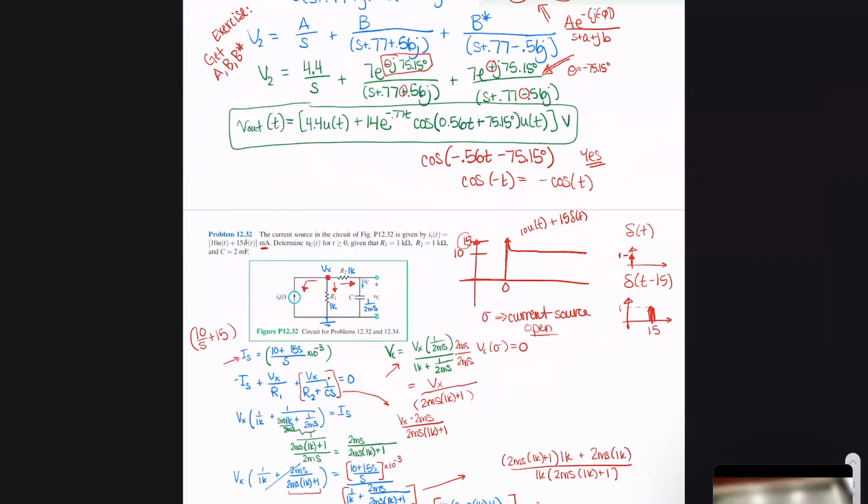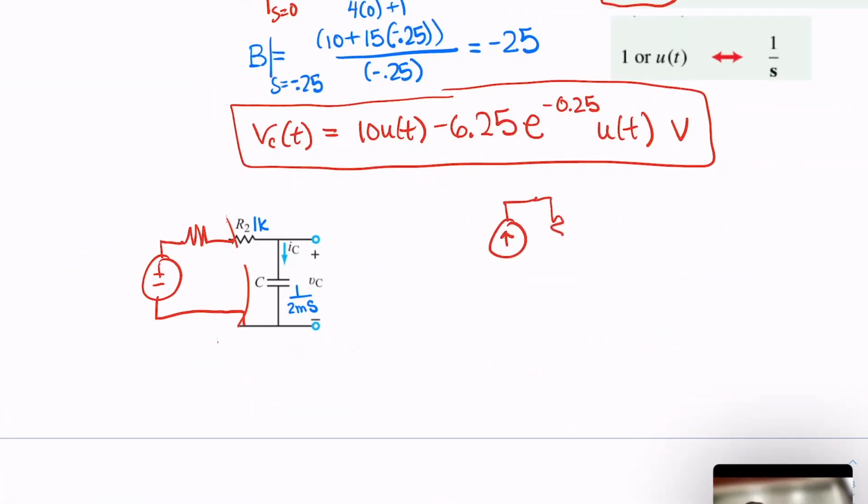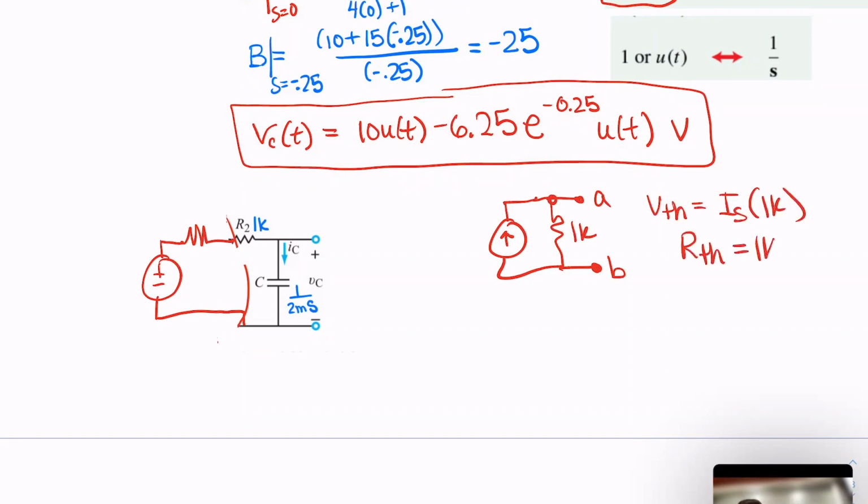The conversion of the IS of T and the R1 into a Thevenin should yield the same result. So this becomes my simpler circuit between A and B. So my VTH is just going to be IS times 1K and RTH is 1K.